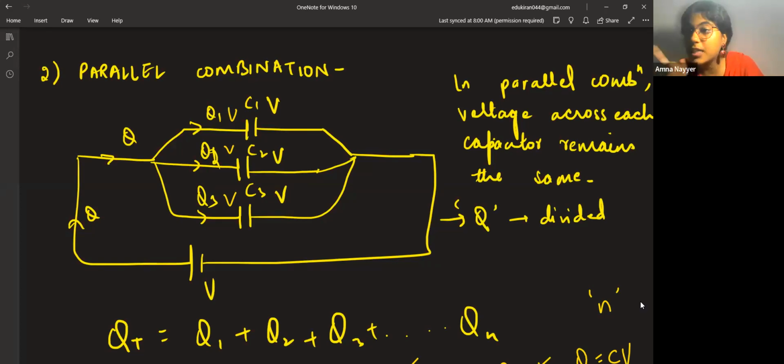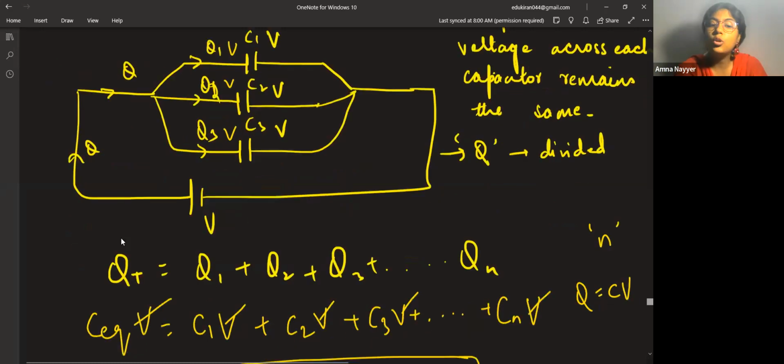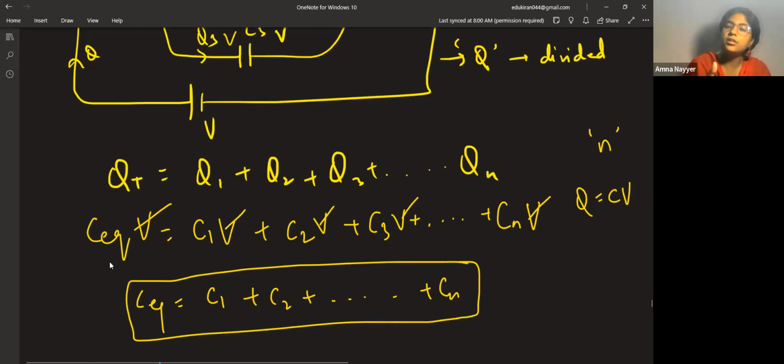So now if charges are different, we'll be using the charge formula. That is, we'll add all the charges. Total charge will be Q1 plus Q2 plus Q3 plus Q4 up till Qn. Now, what is the Q formula? Q is equal to CV. So total charge will be C equivalent into voltage. For individual capacitors, it is C1V, C2V, C3V, C4V, like this.